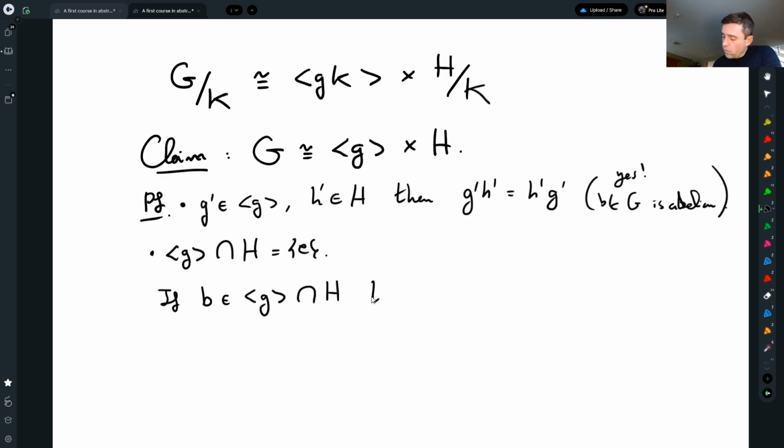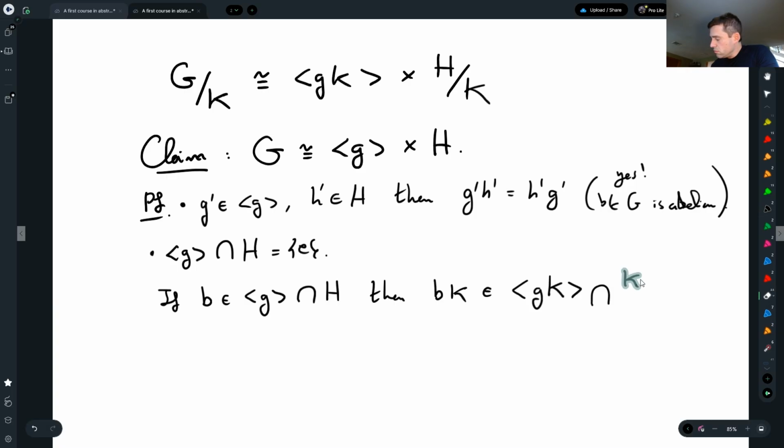Then I do know this, so let's see what happens with the coset BK. Then BK is in the coset generated by GK, because B is in the subgroup generated by G, so BK will be in the subgroup generated by GK also. And it is also in the intersection with H over K, because B is also in H.